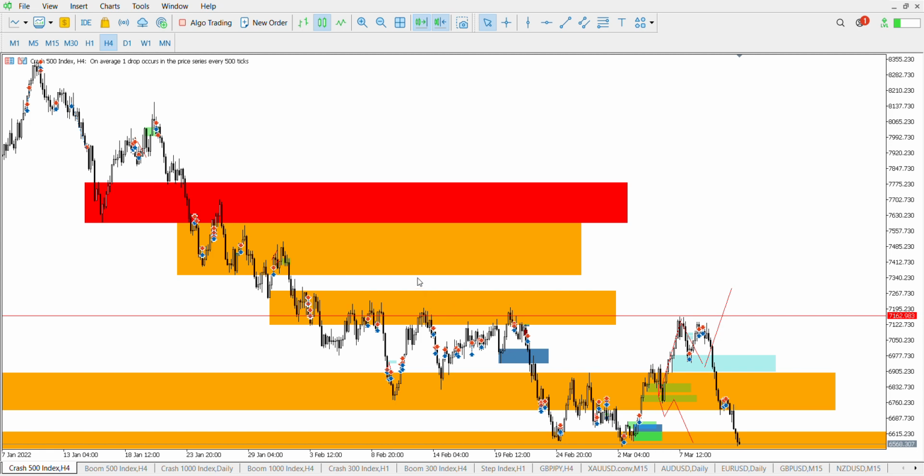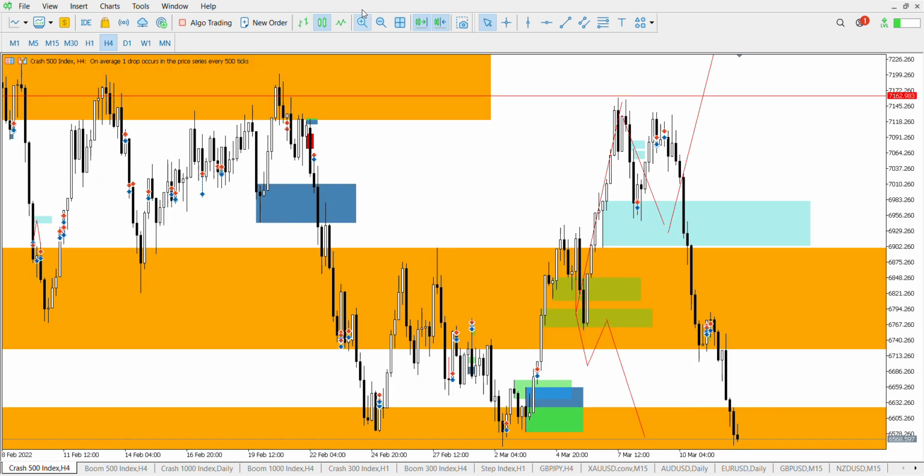Yeah, so this was what we planned last week. For Crash 500, we were expecting a push up from here, or a drop, retracement, and then continuous drop. And that was what we were expecting. Yeah, the push up happened for a while, and then it dropped.